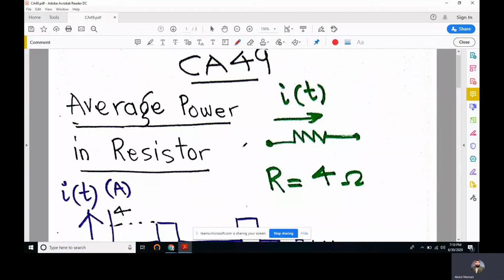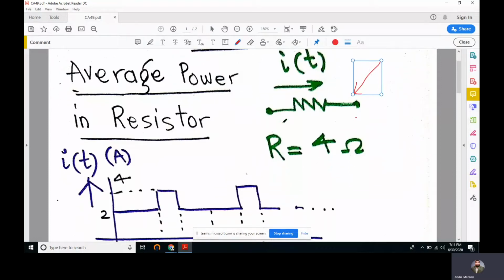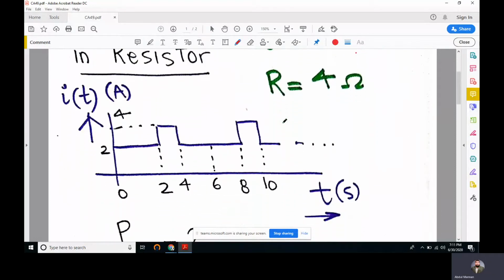In fact, in this lecture, we'll solve a problem where we are given a resistor. It's a 4 kilo ohm resistor. This green one is a 4 ohm resistor, and we are required to find the power absorbed in it. One other thing that we are given is the waveform of current through this resistor.